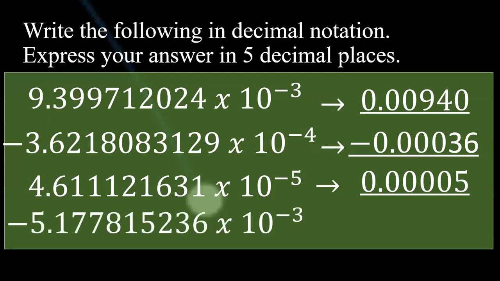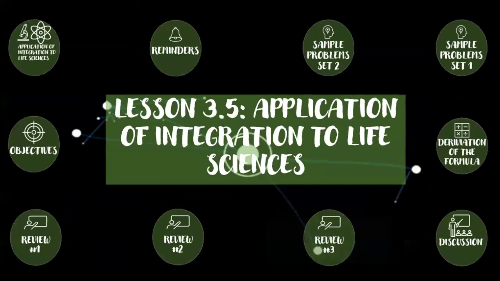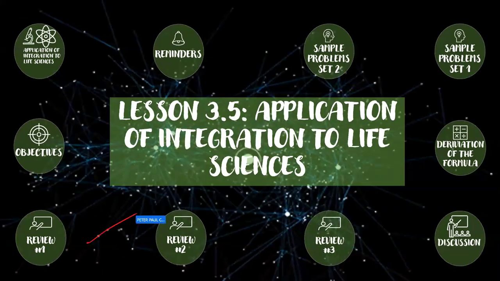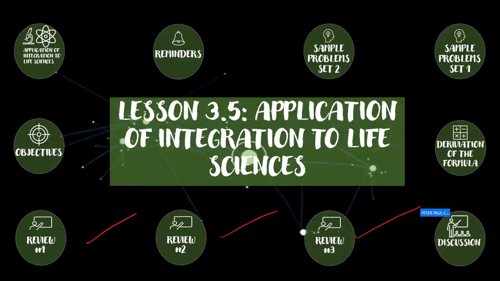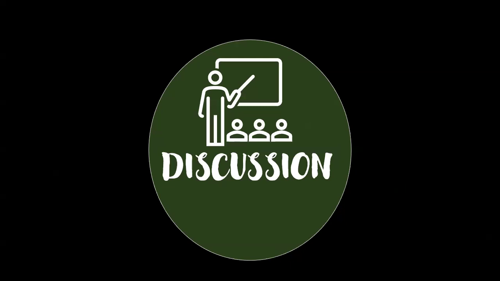And lastly, we have negative 5.17781523 times 10 raised to negative 3. Very good. The answer is negative 0.00518. I hope you got all of these reviews that we have given. We will be using those 3 reviews to go now to our topic. Let's proceed to our discussion.